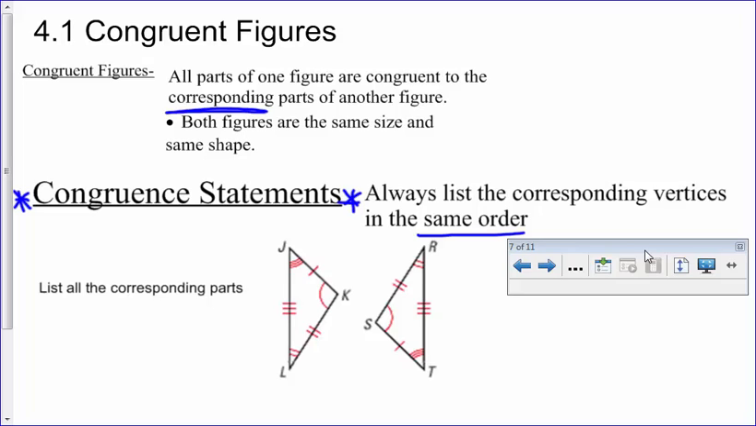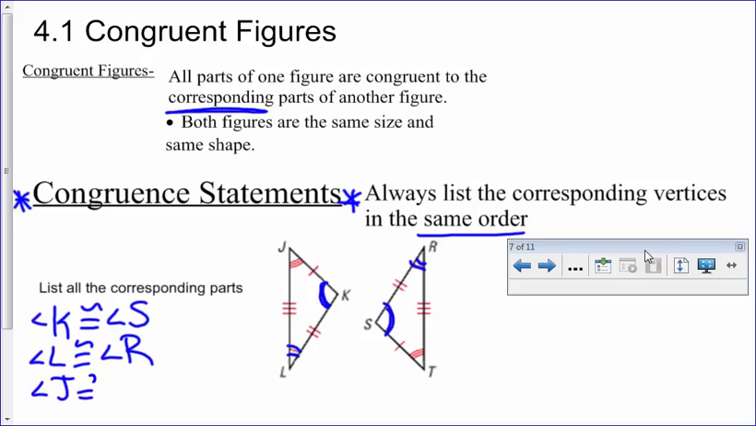So the first one, I'm just going to pick angle K to start. Angle K has 1 arc here, so we just have to find the other angle that has 1 arc. So that's going to be angle S. So we know angle K is congruent to angle S. All right, moving on to the next one, we'll do angle L. Angle L is congruent to the other angle that has 2 arcs, which is angle R. So angle L is congruent to angle R. And finally, our last one would be angle J being congruent to angle T. So those are our angles. Those are the corresponding angles.